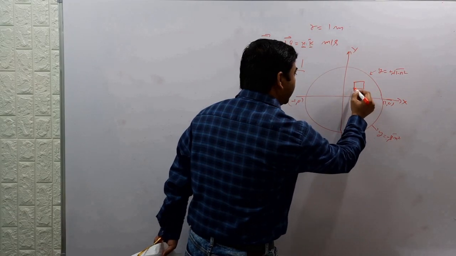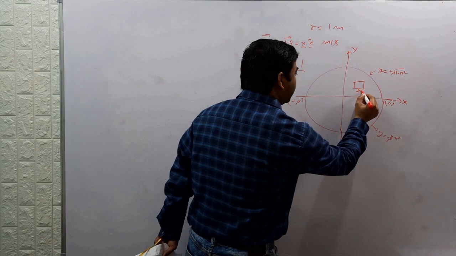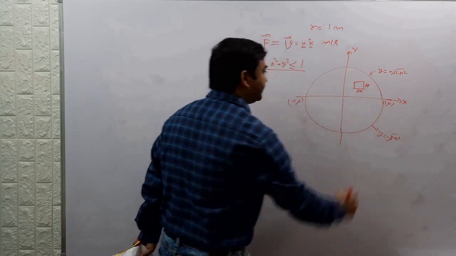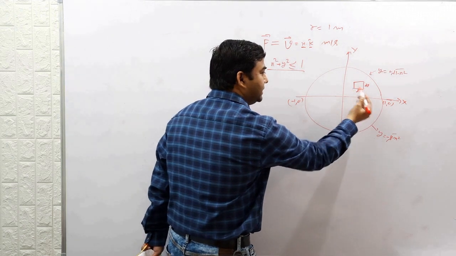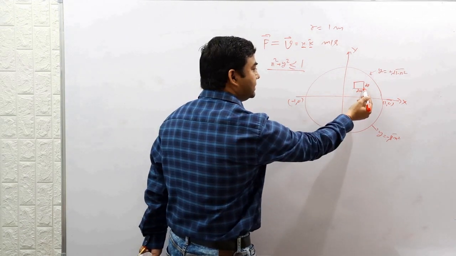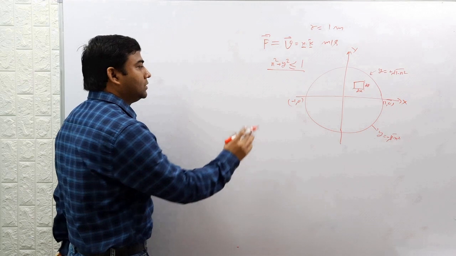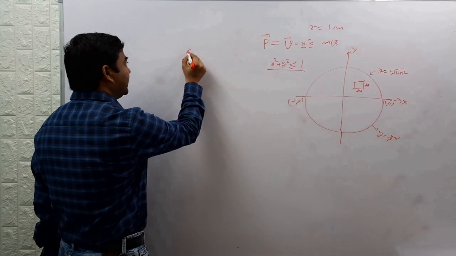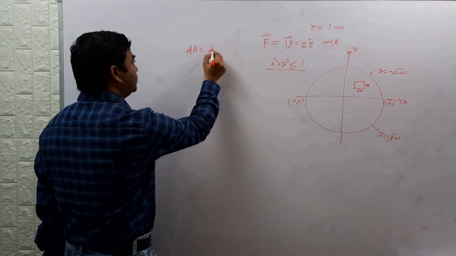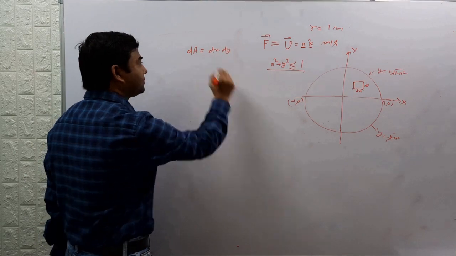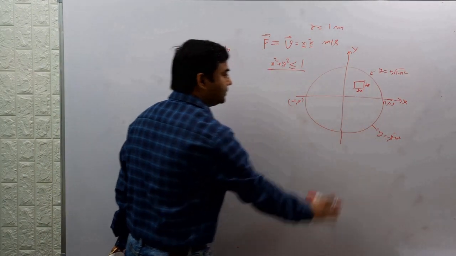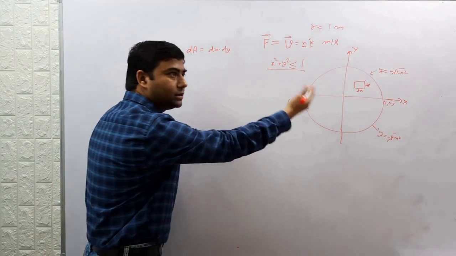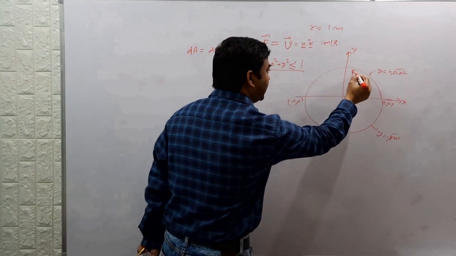We will take here a small area having dimension dx and dy. Along the x-axis its dimension is dx, along the y-axis its dimension is dy. So for this area, dA is equal to dx dy. First of all, we will find flux for the right half. This is the right half, this is the left.